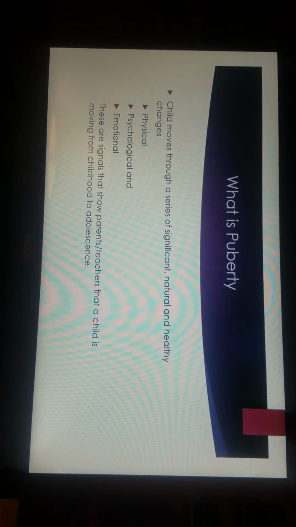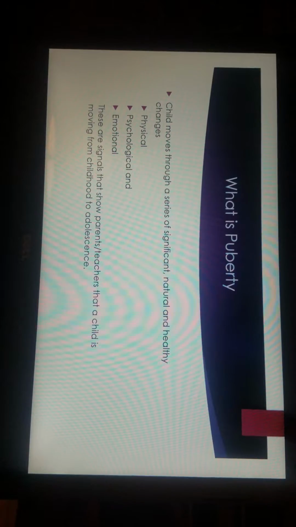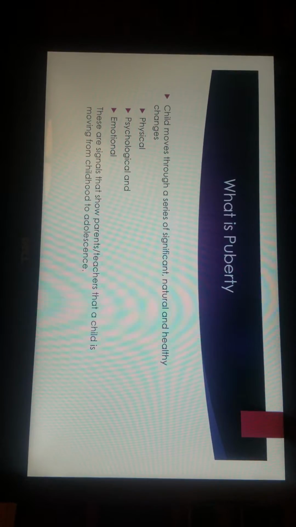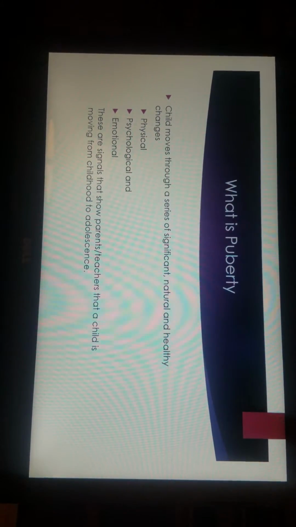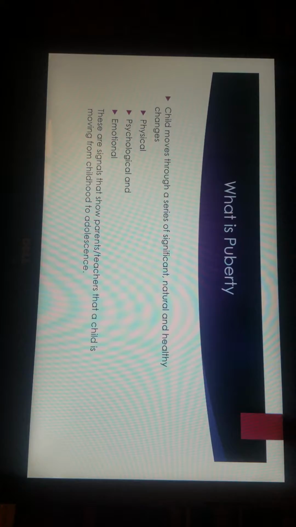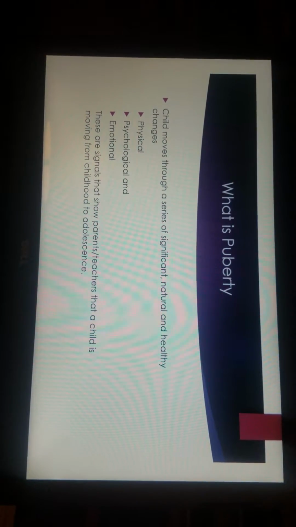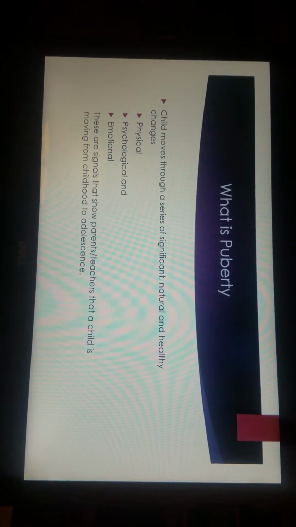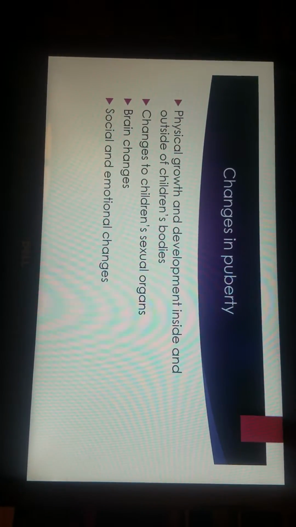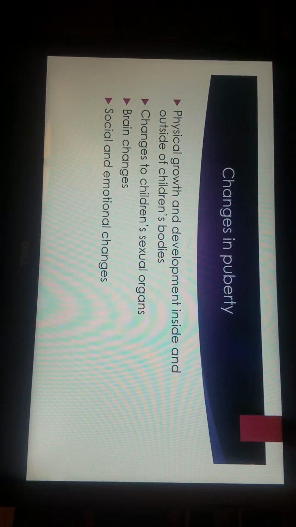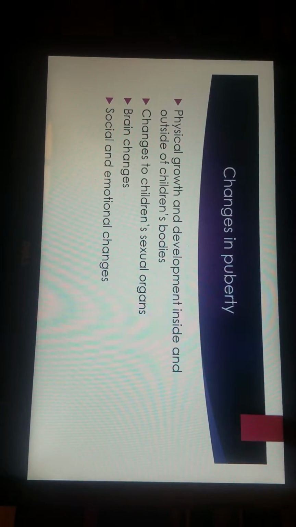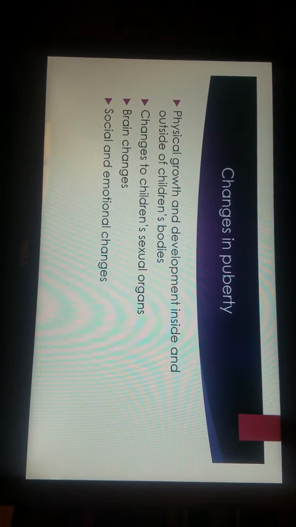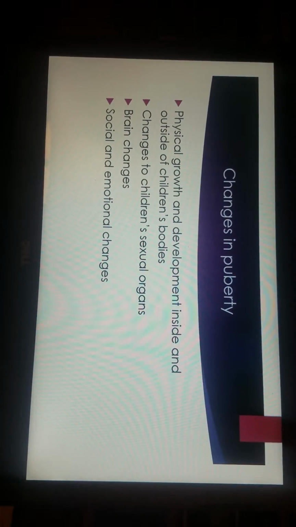Then we move on to what is puberty. Puberty is defined as when a child moves through a series of significant natural and healthy changes. These changes include physical, psychological, and emotional changes. These are signals that show parents and teachers that a child is moving from childhood to adolescence. The changes in puberty include physical growth and development both inside and outside of a child's body, changes to the child's sexual organs, brain changes, and social and, as we all know, emotional changes.